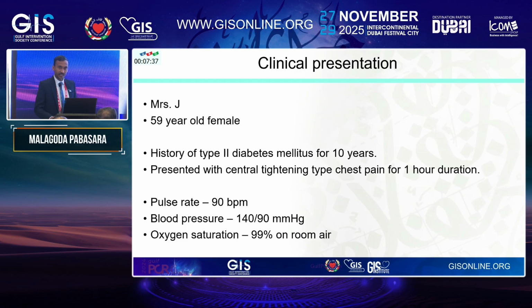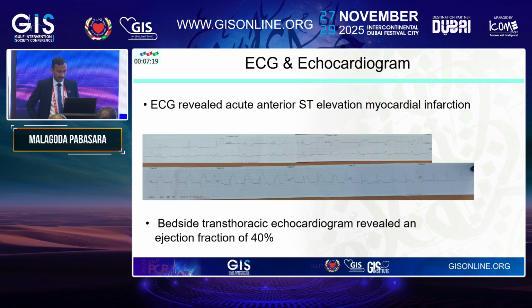So my patient is Mrs. J, a 59-year-old female who had a history of type 2 diabetes for 10 years. This is casualty night, 11:30 p.m. She presented with central tightening type chest pain for 1 hour duration, with a pulse rate of 80, hemodynamically stable, and the saturation is normal. And this is the ECG, which showed acute anterior ST elevation myocardial infarction, and the bedside transthoracic echo revealed an ejection fraction of 40%.